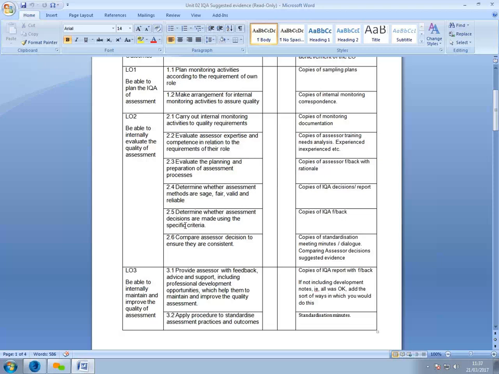And if it has not followed those command verbs, then obviously it's not meeting the specific criteria. And that will be in the feedback to the assessor on that process. It may be that the assessor has picked that up and dealt with it. The IQA can then support that and say, yeah, I agree, it's not been done or it's not meeting the standard. And then compare the decisions to ensure they are consistent. And this is, again, dialogue, comparing assessor decisions and suggesting evidence. This is what I'm doing here.